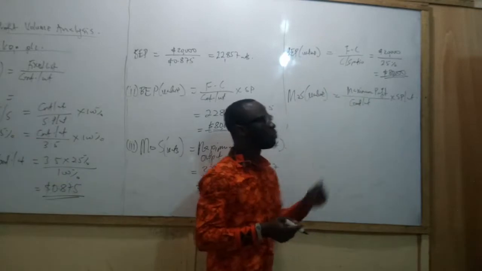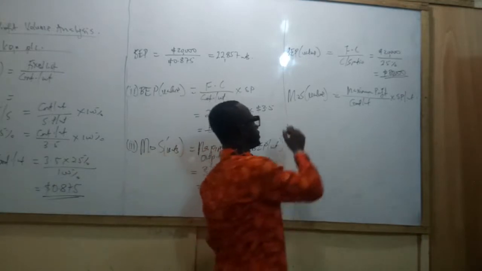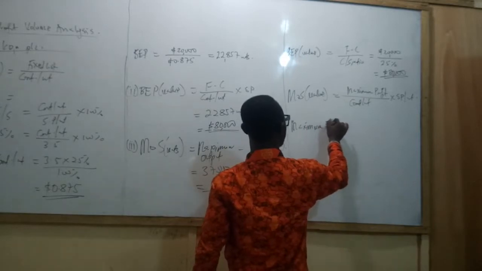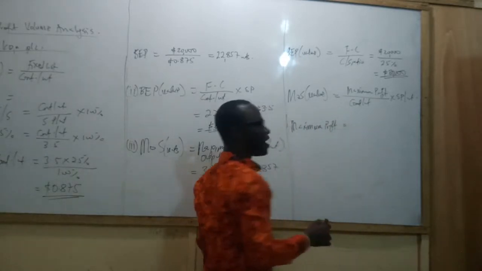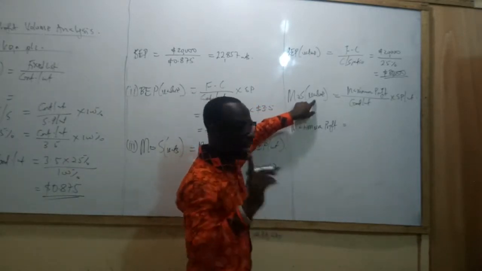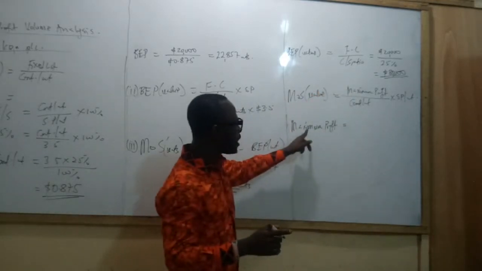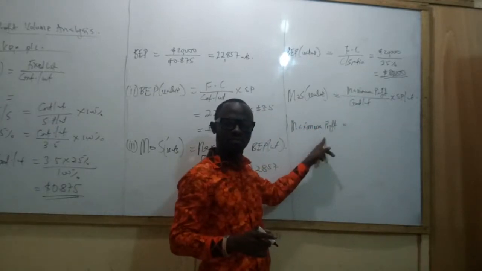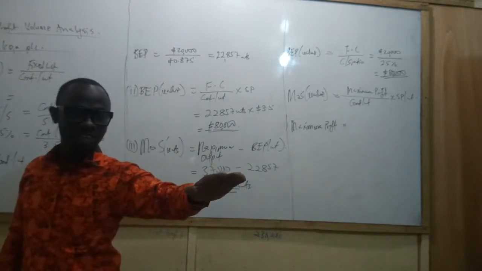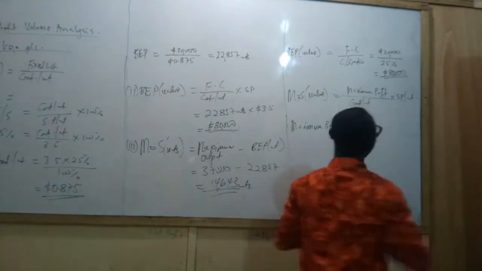How do we get the maximum profit? We are finding margin of safety value, and our formula is maximum profit over cost per unit times selling price. So how do we find maximum profit? Do you understand the question? Okay, so how do we find maximum profit then?